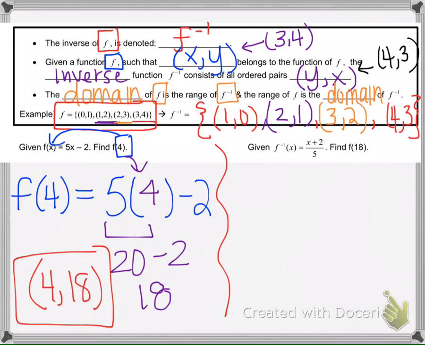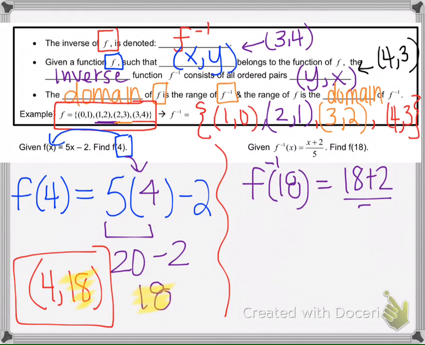Now we're going to do the same thing, and I'm saying that this function here, that equation, is the inverse to this one here. So now let's start with what we got here. We got 18 here, so this time we're going to plug in 18 into the inverse. And we get 4.